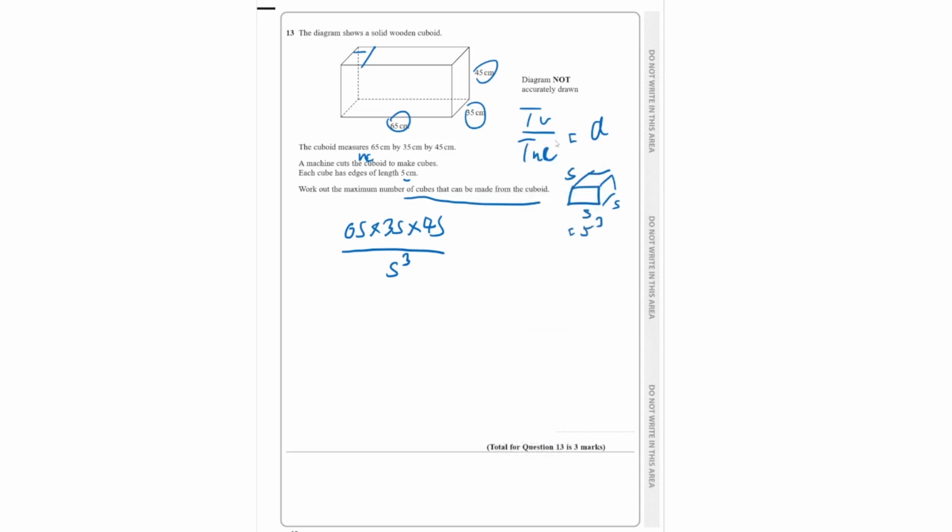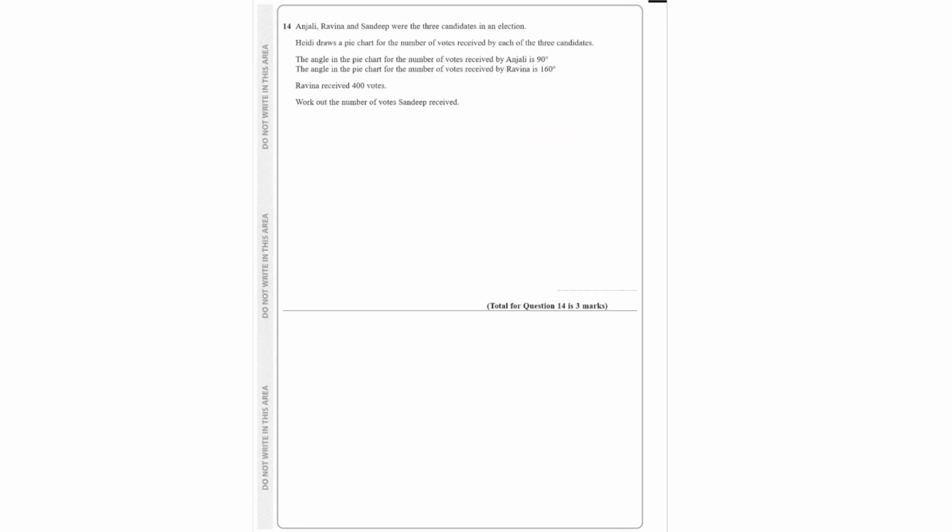This gives us 819 total cubes made. Question 14. Anjali, Ravina, and Sandeep were the 3 candidates in an election. Heidi draws a pie chart for the number of votes received by each of the 3 candidates. So a pie chart is a perfect circle.